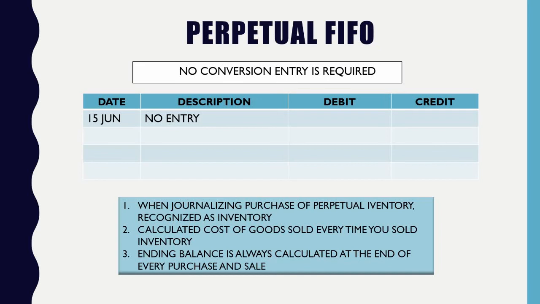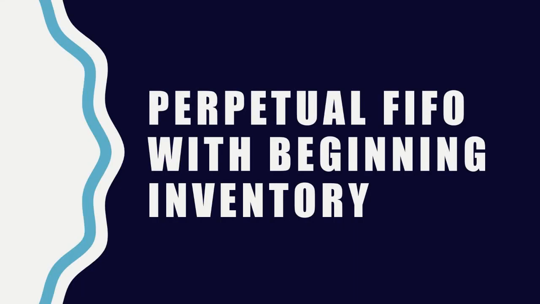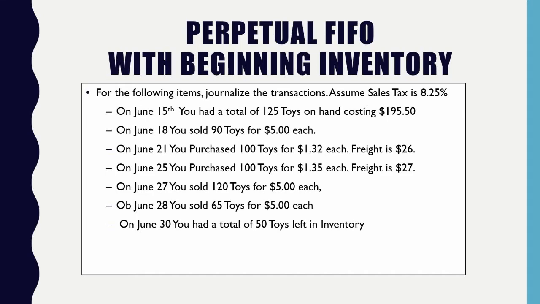Not yet. Okay. So then what happens when you have perpetual inventory with beginning inventory? Well, taking the information from our previous worksheet, right, we identify, say right here where it says on June 15, you should have had a total of 125 units left remaining at a total cost of 195.50. We know that because we solved for it from our previous worksheet, right?